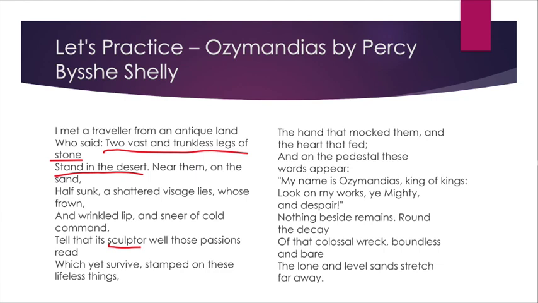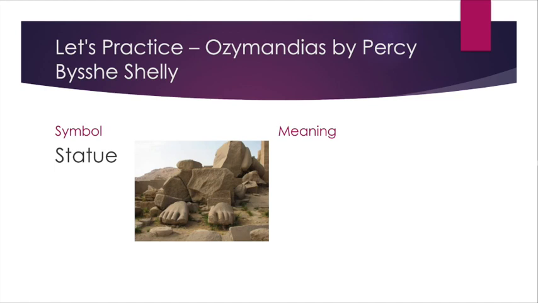So, what is this poem about? Well, first, we want to figure out what is the symbol here. Now, we have a statue. That is what is being talked about here. So, the two vast and trunkless legs of stone stand in the desert. So, two large stone legs stand in the desert. And the word sculptor tells us that it is a statue of some sorts. So, we have this statue, these trunkless legs in the desert. And it is a statue specifically of a king. And if we look back, we notice that it is broken and it is decayed.